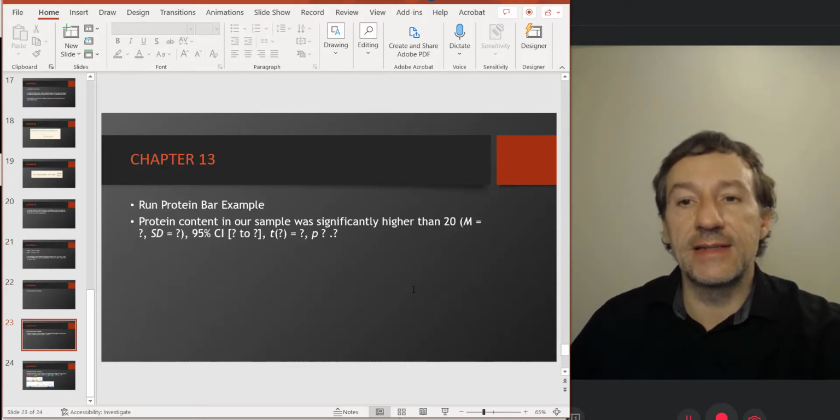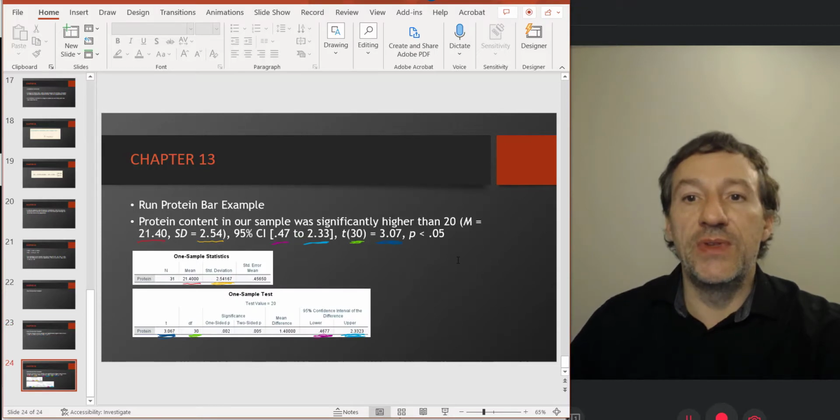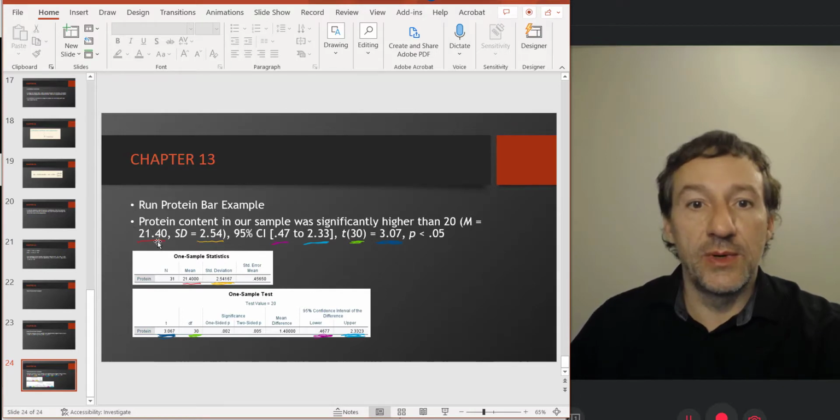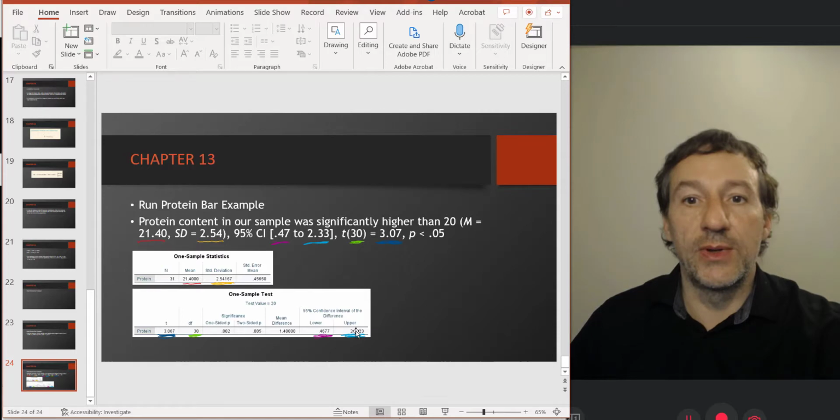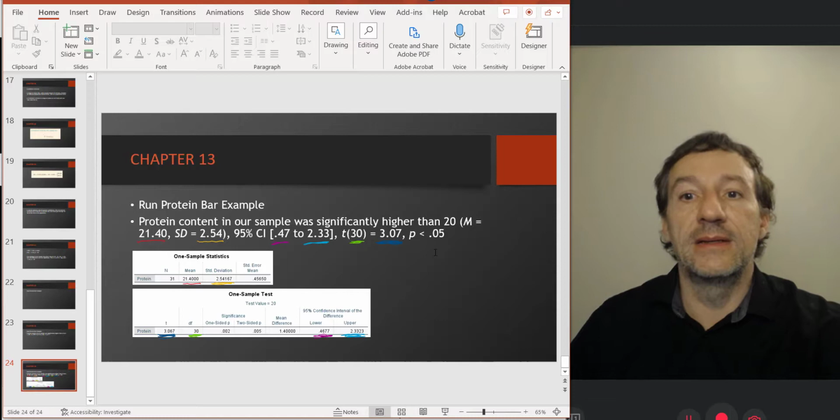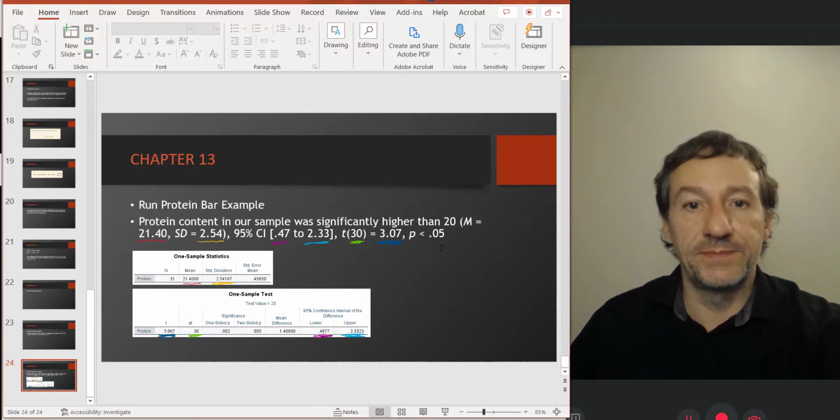That's for the gas. For the protein bar, I've included here the SPSS output, and so you're going to list the mean, 21.4, it's right there, 2.54 for the standard deviation. Our confidence intervals are 0.47 and 2.33. T, the degrees of freedom, n-1 in this case, being 30. Our t statistic, which is 3.07, and p is less than 0.05.